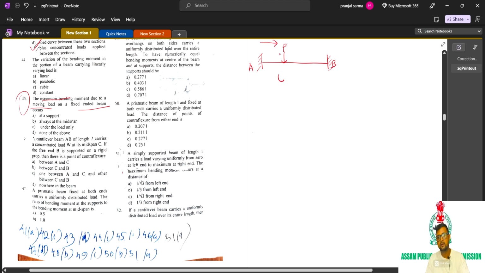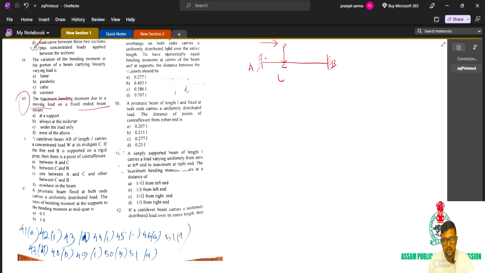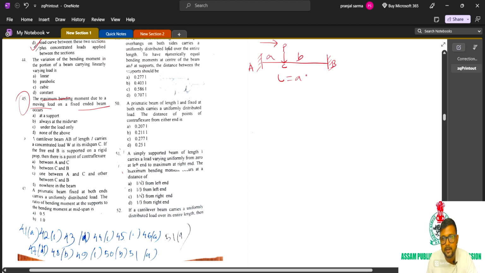Right. Now they are asking the location of the maximum bending moment. Suppose this is P. What is C? Had this been a simply supported beam, the maximum bending moment would have occurred just under the load. But this is not a simply supported beam, this is a fixed beam. So in case of fixed beam, the maximum bending moment won't occur just under the load. It will actually occur just at the support, apart from the center point. See, suppose this is the point C, this is length A, this is length B, L is A plus B.